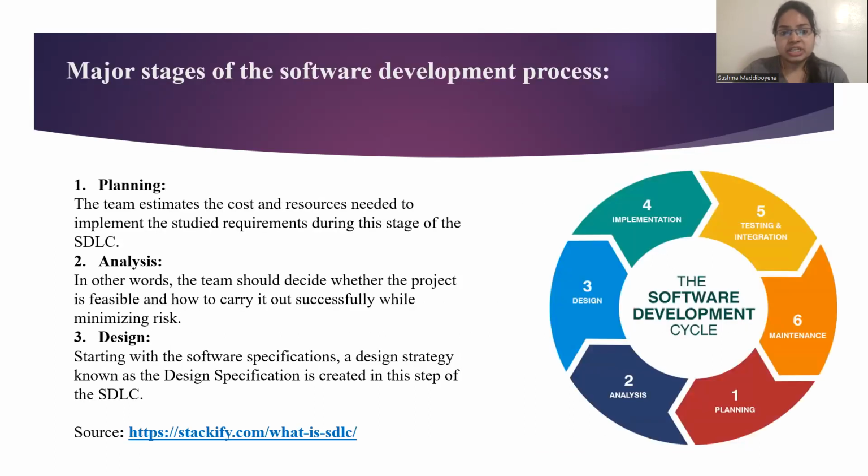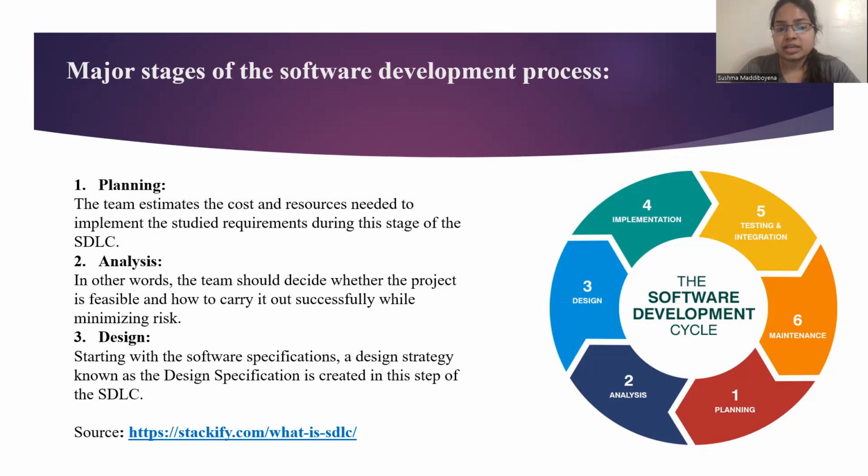The major stages of the software development process, which is also known as SDLC, software development life cycle, employs six main steps. The first one is planning, the second one is analysis, the third one is design, the fourth one is implementation, the fifth one is testing and integration, and the sixth one is maintenance. Let us discuss each in detail. The first one is planning. At this stage, the team estimates the cost and resources needed to implement the requirements of the client.